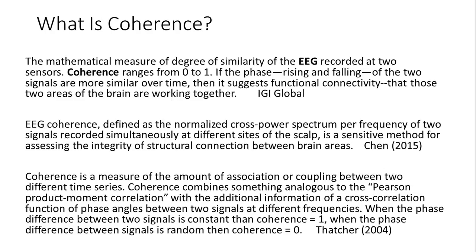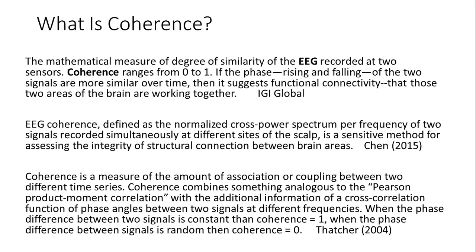So here we have three different explanations from simple to more complex that might help, but you'll see that it still can leave you pretty foggy, particularly if you're not familiar with these concepts. So, the mathematical measure of the degree of similarity of the EEG recorded at two sensors, coherence ranges from 0 to 1. If the phase, which is the EEG rising and falling of the two signals, are more similar over time, then it suggests functional connectivity, that those two areas of the brain are working together. So that's a very simple explanation.